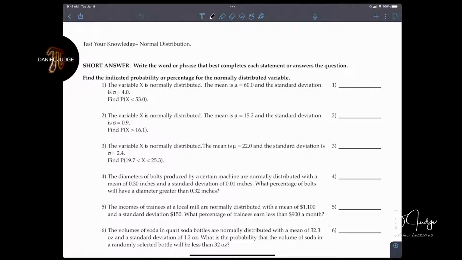Okay, here's the normal probability distribution homework I promised I'd get to you regarding the TI calculator. And so let's get started on question 1 here.